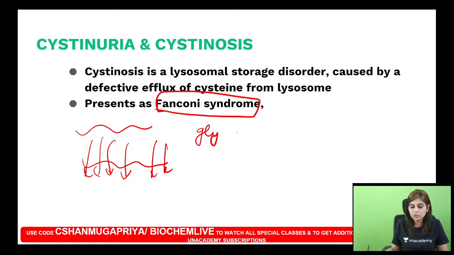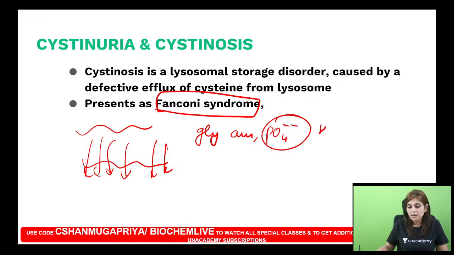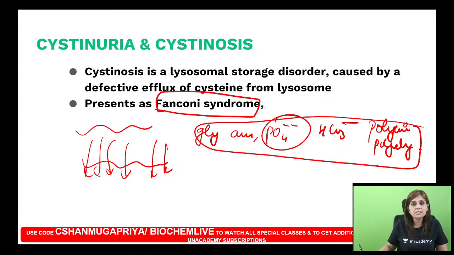You'll find glycosuria, amino aciduria, phosphaturia. And when phosphate gets lost, there is no phosphate in circulation. That is why the child will present with short stature. When bicarbonate is lost in urine, there is no buffer, which causes renal tubular acidosis. Along with these solutes, water also gets reabsorbed, so with no water reabsorption that causes polyuria, polydipsia. And this is collectively called Fanconi syndrome.